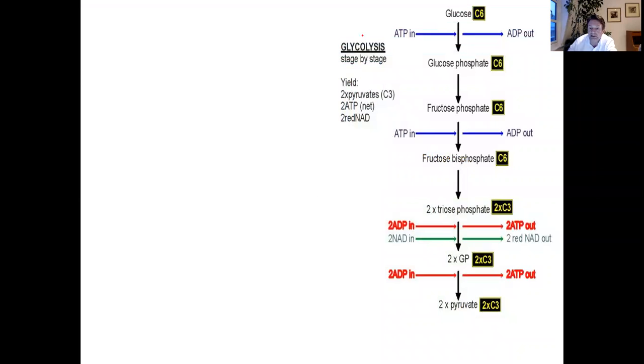So running through glycolysis step by step, we start off with glucose, we phosphorylate it, then we phosphorylate it again to form fructose bisphosphate. Then it splits in the glycolytic step to form 2 triose phosphates. Then we phosphorylate 2 ATPs twice, which gives us our net gain of 4 minus 2, which equals 2 ATPs. And then we make 2 reduced NADs because we have produced the electrons which are enough to reduce the NADs.